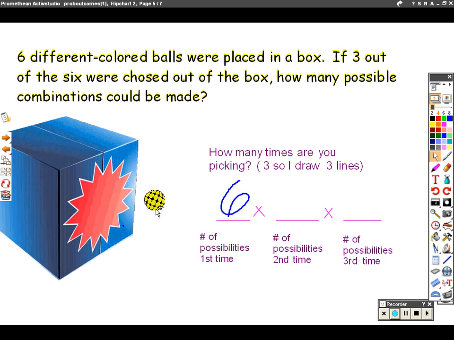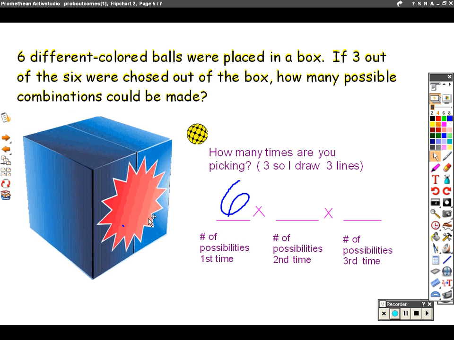Let's say I happen to pull out a yellow one. So I no longer have 6 in there anymore. I now have 5. And then if I reach in and I pull out, let's say, a green one, I no longer have 5. Now I have 4 because I didn't put the balls back into the box. So 6 times 5 is 30, times 4 is 120 different options.